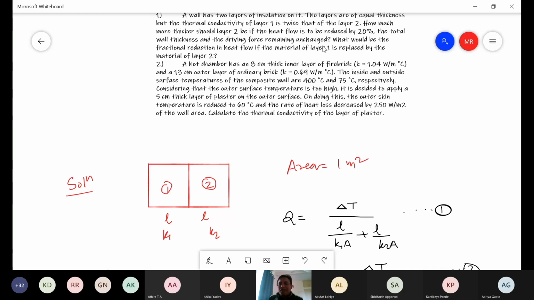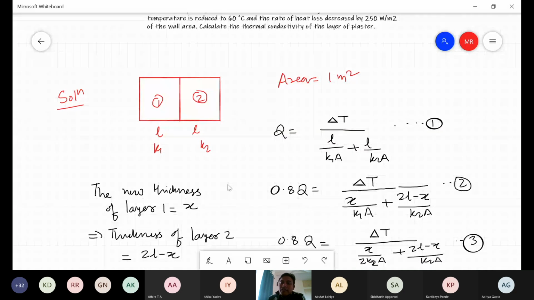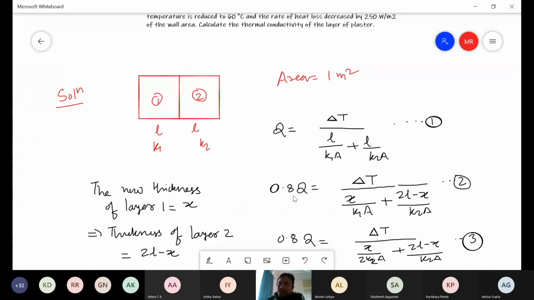The thickness of layer 1 is reduced by some amount, but keeping the total thickness unchanged. The first case is given by this equation. This is the same equation which we have seen earlier, isn't it? So the driving force is delta T divided by the individual resistances of each layer. So the resistance of the first layer is going to be L by K1A plus the resistance of the second layer, which is going to be L by K2A. The thickness of both the layers is the same, L. Now in the second condition, what is given is, the rate of heat transfer is reduced by 20%. That means the new rate of heat transfer is going to be 0.8 Q.